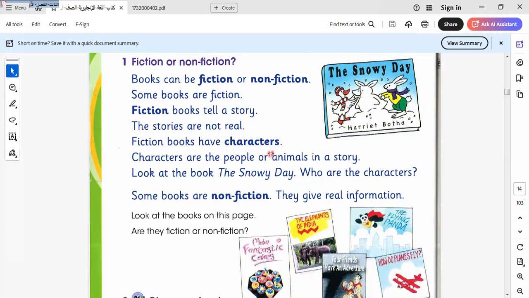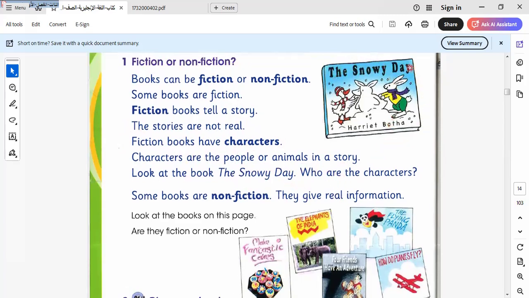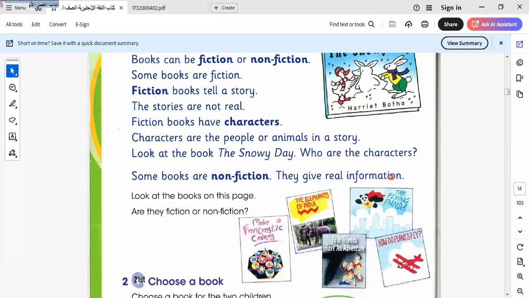Fiction books have characters. Okay, characters are the people or animals in the story. So we can also use animals and personalize them as people. So here we make you use your imagination for fiction. So here we say the characters of fiction are people or animals in the story. Look at The Snowy Day. This is the book, the story about the snowy day. Who are the characters here?